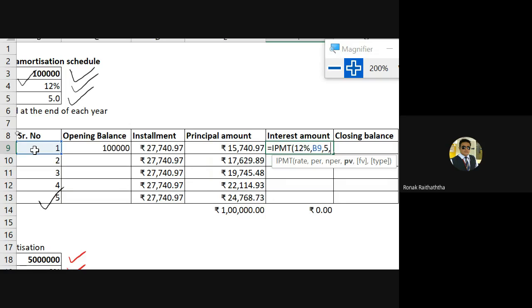Comma. Amount of loan, starting with the sign of minus. 1 2 3 4 5. So I have 1 lakh.